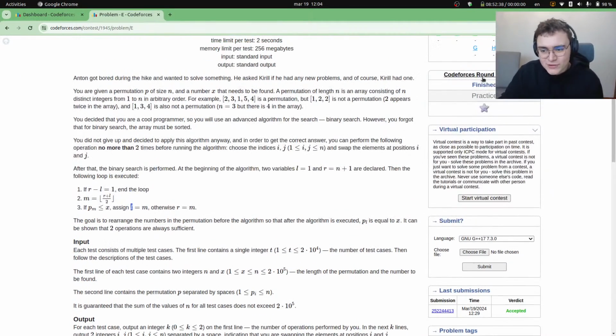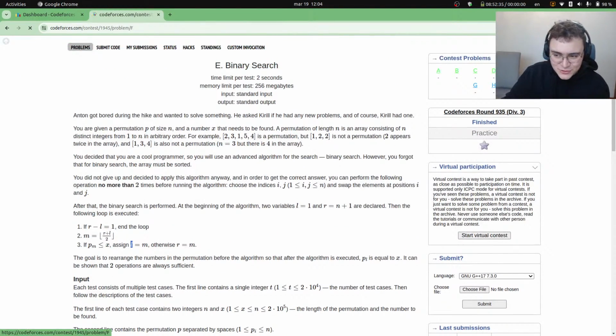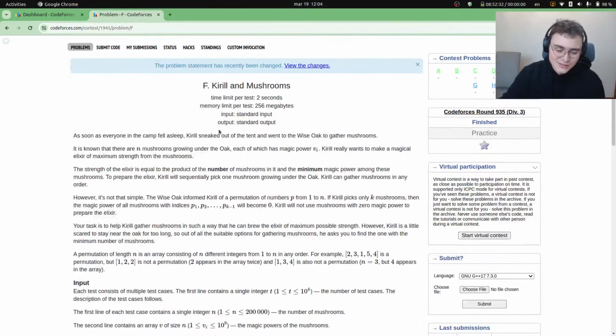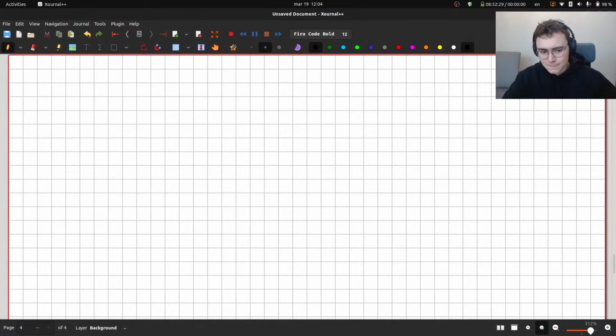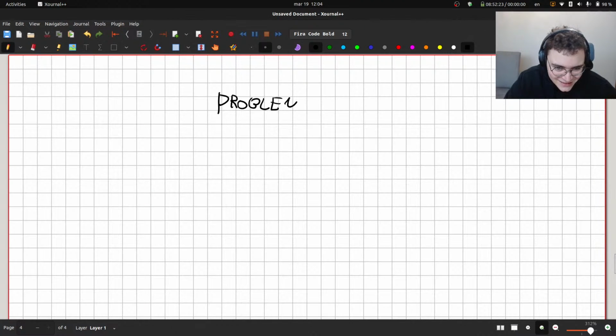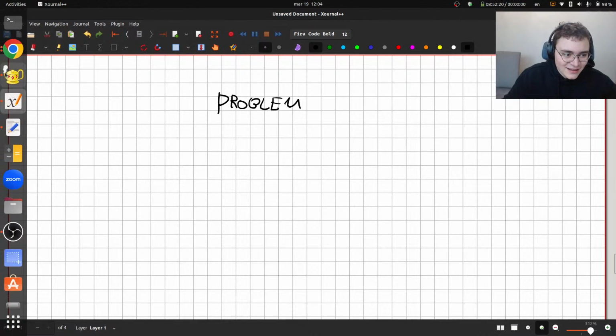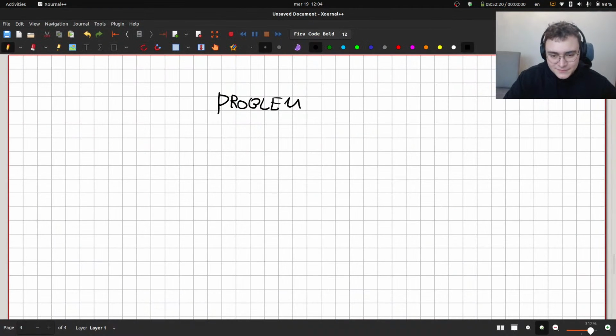The next problem was about implementing a segment tree. So this will be the last problem that we'll talk about from today. I'm really sorry about my language. So problem F.